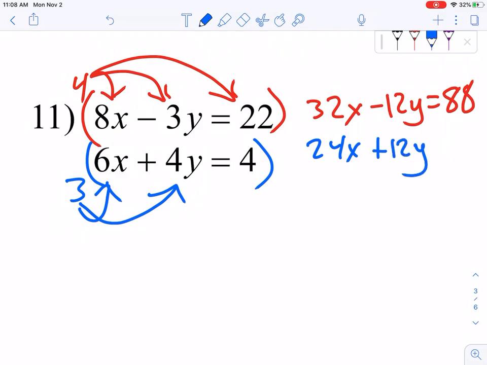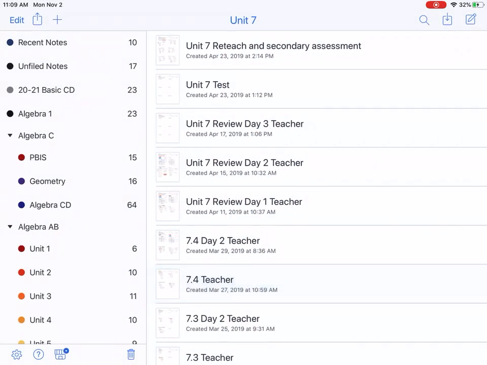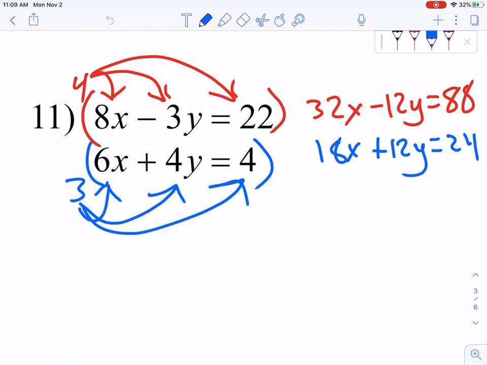Oh, sorry, 3 times 6 is not 24. 3 times 6 is 18. And 3 times 4 is 24. No, it's not. I'm falling apart. I'm working through this too quick. And I lost my page. What was I working on? Right here? That's right. Okay. 3 times 4 is 12.